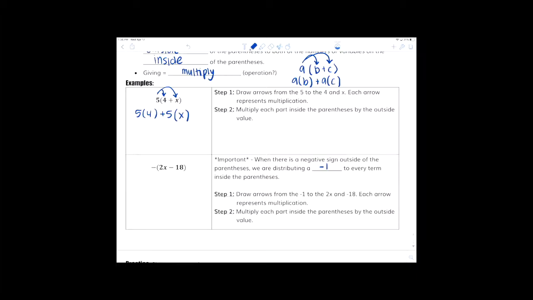Okay? Now I'm not done here. I have to multiply this out. So I have 5 times 4. What do I get when I multiply 5 times 4? 20. Okay? And now I have a positive 5 times a positive x. What do I get there?